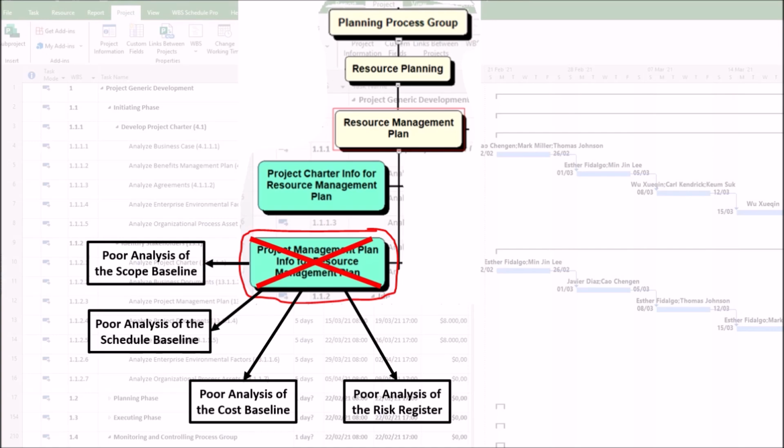Third, unplanned costs. When a high-impact risk occurs, such as a specialized piece of equipment failure, the reactive cost of hiring a replacement at an additional cost can devastate the budget because it was not planned.